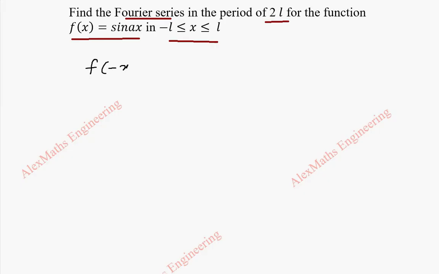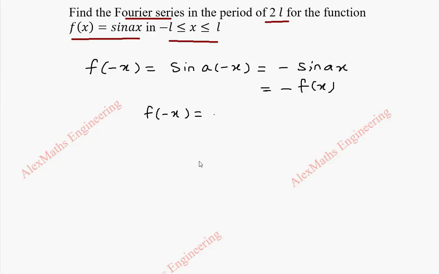For that I have to find f of minus x. So x is replaced as minus x in the given function and this becomes minus sin ax. So the function becomes negative times of the original function. So it is minus f of x. Therefore, when f of minus x is minus f of x, we can say the function is odd. Therefore, f of x is an odd function.